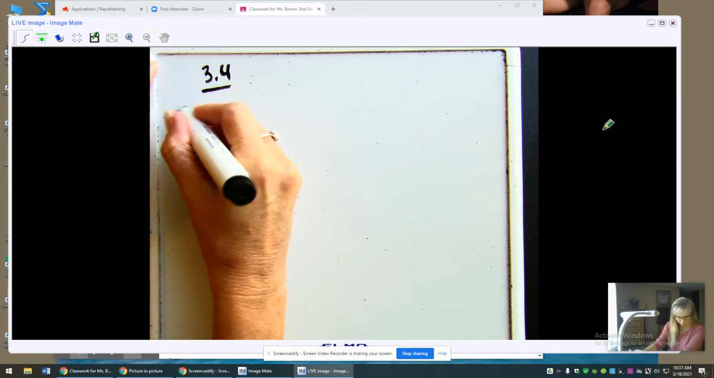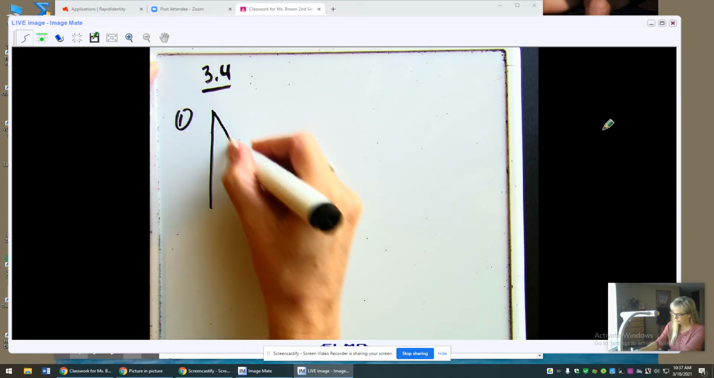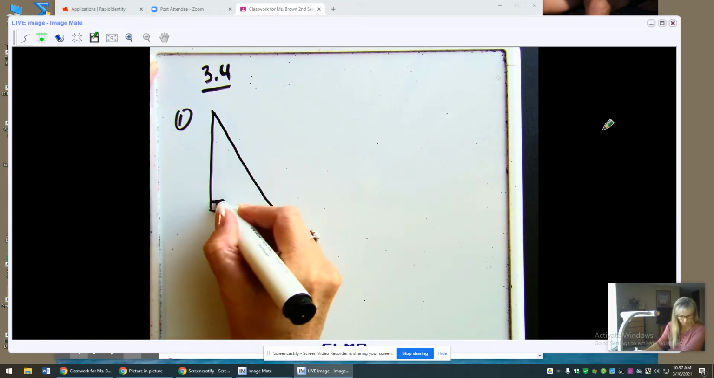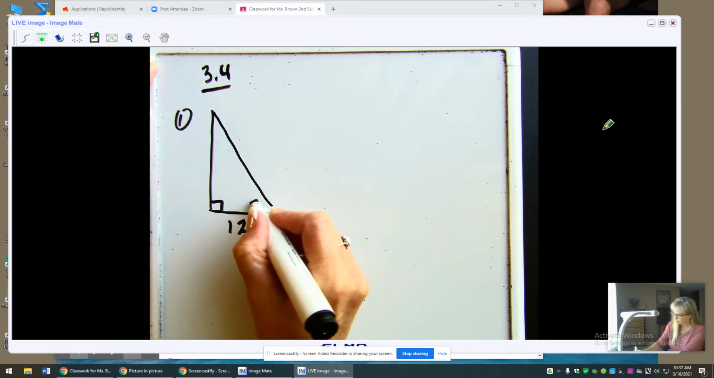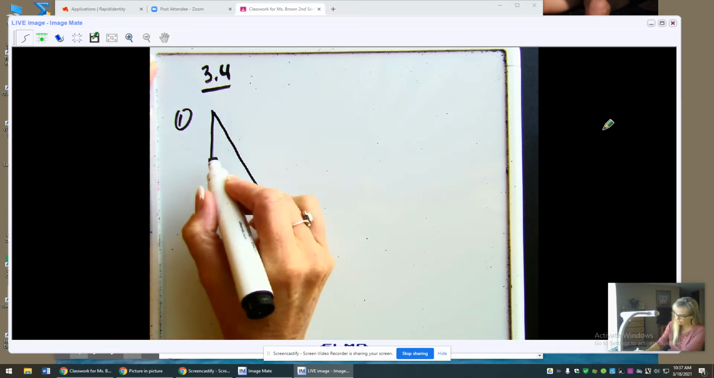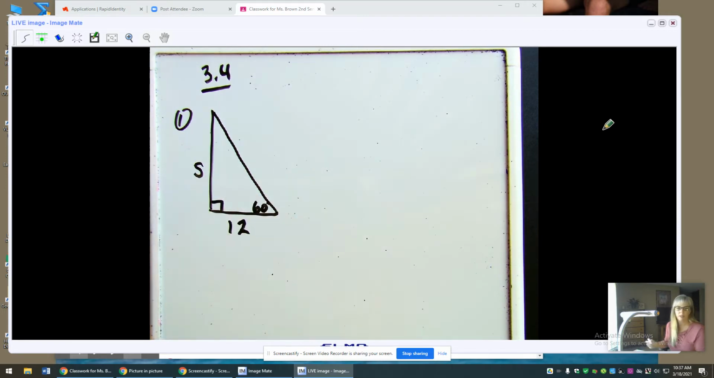Number 1, we have a special right triangle. They give us this information. They say it's 60 degrees here. I hate that they use the variable s, and they want us to find s. All right, we got this. Let me get my pen set up.